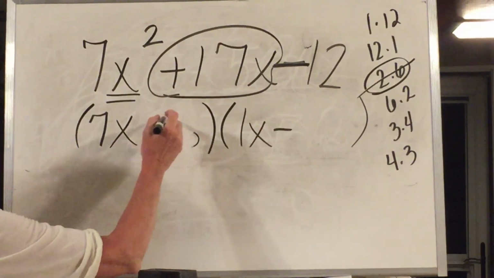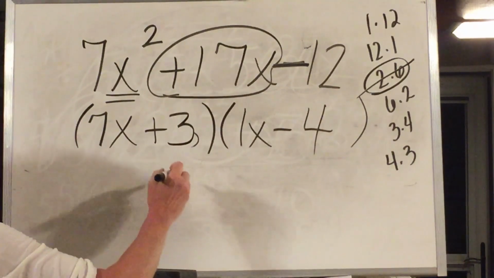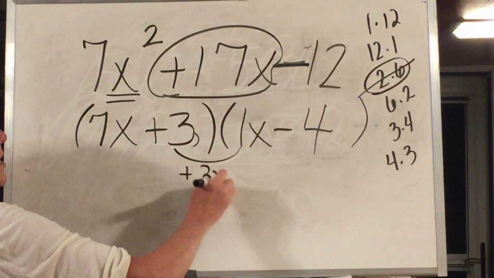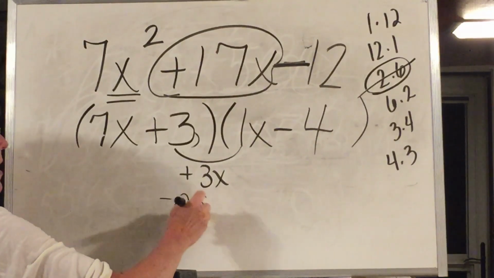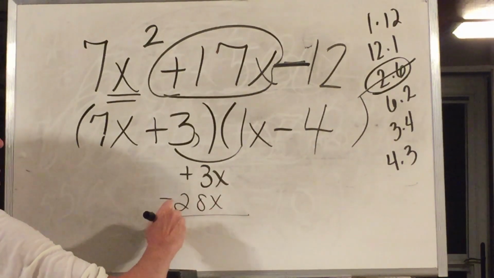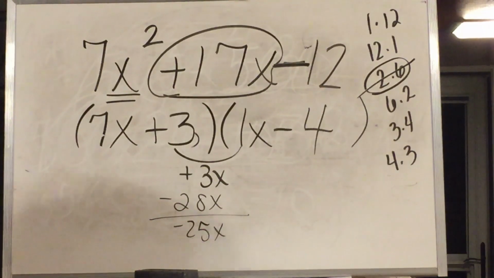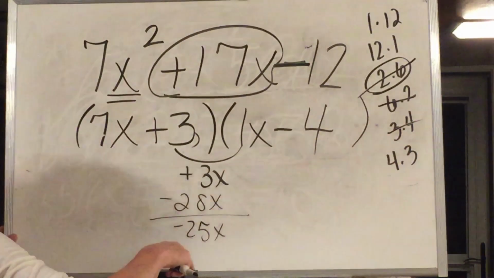Okay, so let me try 4 times 3 then. Well, how about 3 times 4? On the inside, you get positive 3x. Outside, negative 28x. Subtracts to give you negative 25x. Oh my goodness. Okay, so that didn't work either.